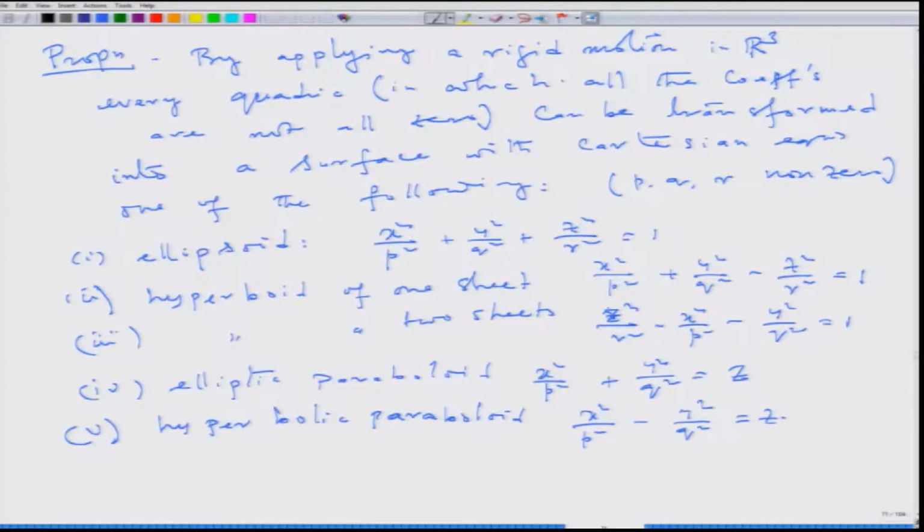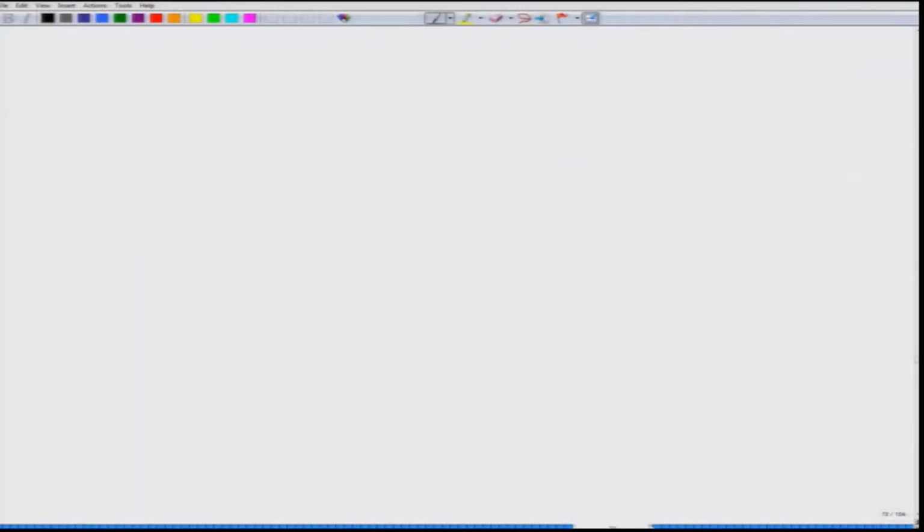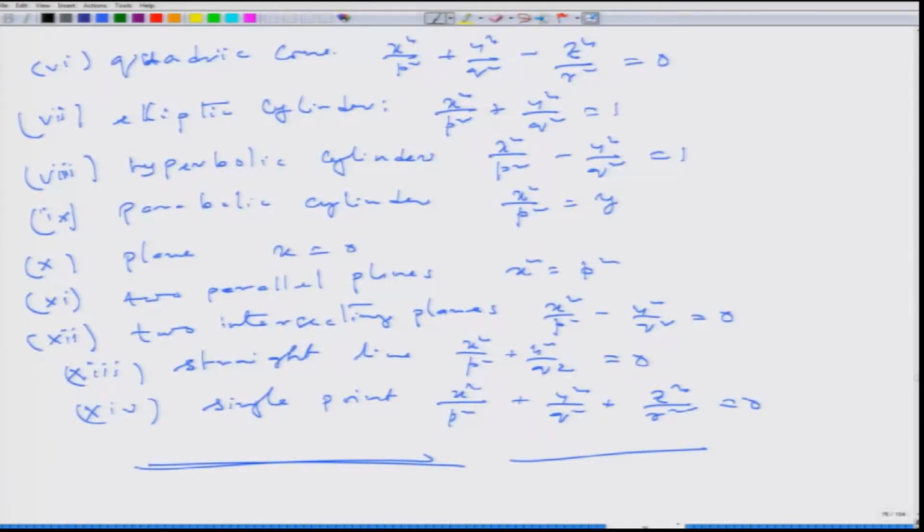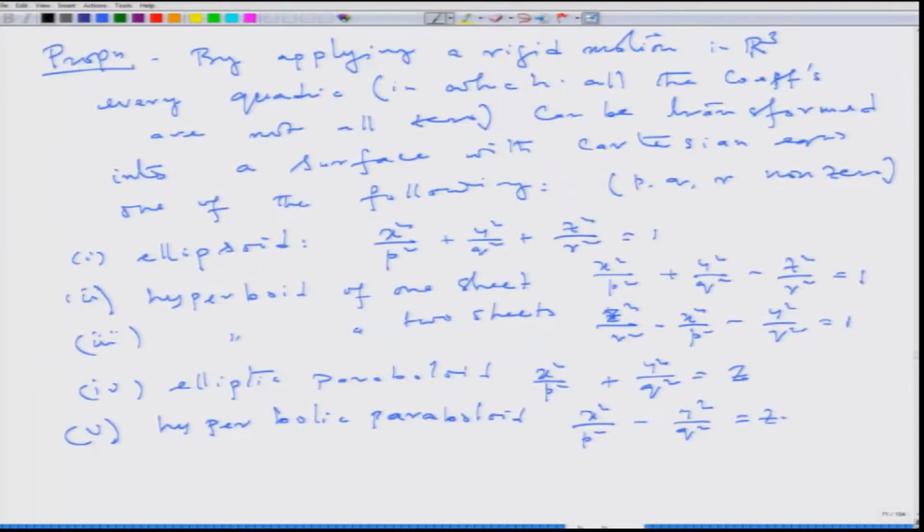First of all, it can be an ellipsoid. Second, so possibilities, there are 14 possibilities, and I listed down all the possibilities: ellipsoid, hyperboloid of one sheet, hyperboloid of two sheets, elliptic paraboloid, and the equations are written accordingly. Hyperbolic paraboloid, this is the fifth one.